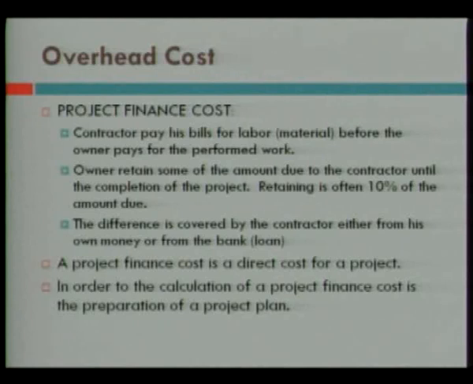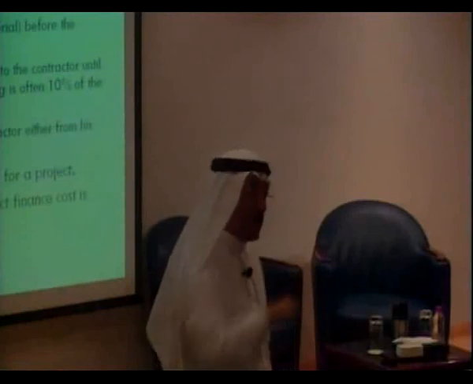In order to calculate the project finance cost, it's preparation for the project plan. So you have to prepare the project plan in order to see what is the probable cash flow in and cash flow out. Okay? I think this is the last slide.